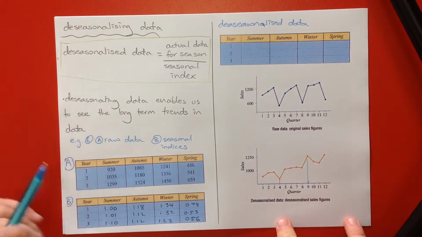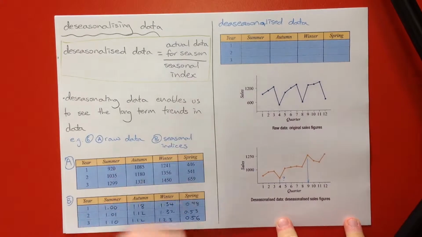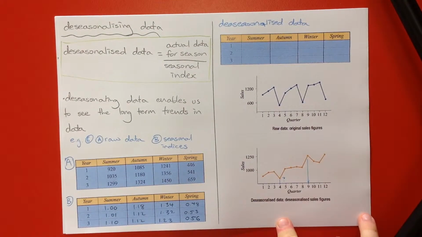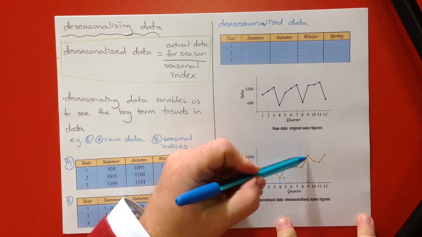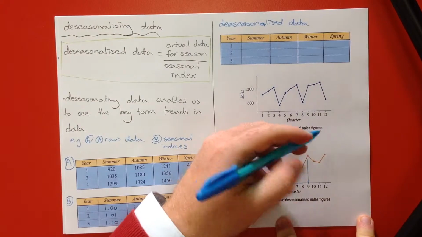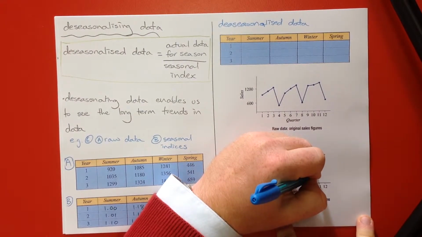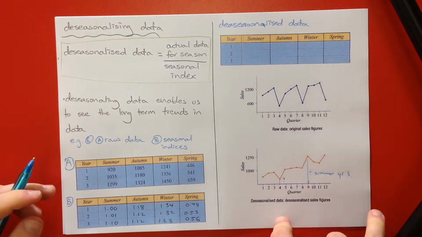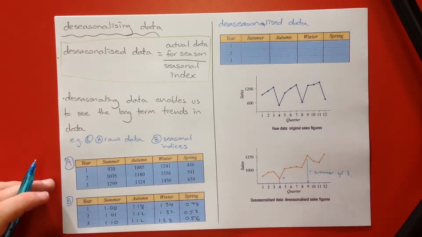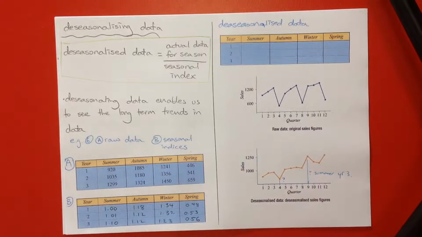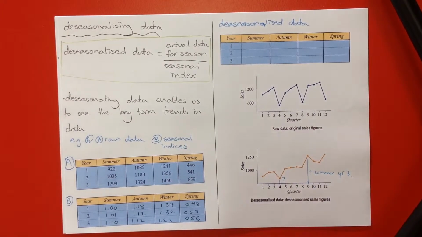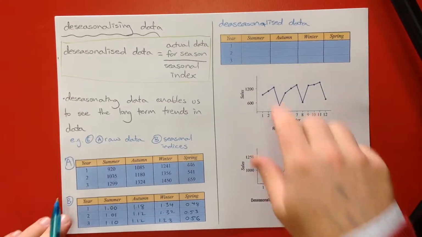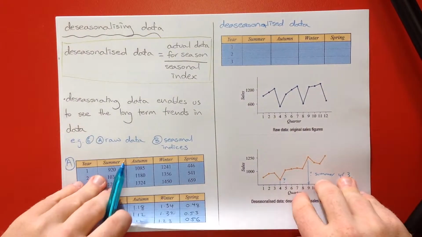So we'd be asking ourselves as a business, what did we do in spring in year 1, which was bad? What were our strategies? They must not have worked. What did we do in summer of year 3 that really peaked our sales? We must have run a great promotion, or paid for heavier advertising or something like that. So let's look at actually deseasonalising this data now.